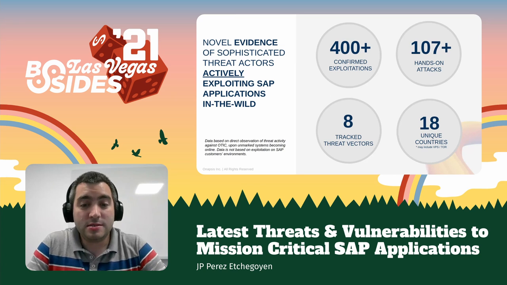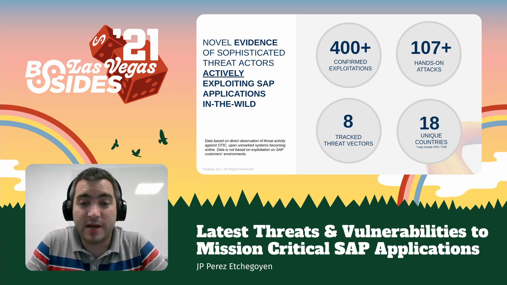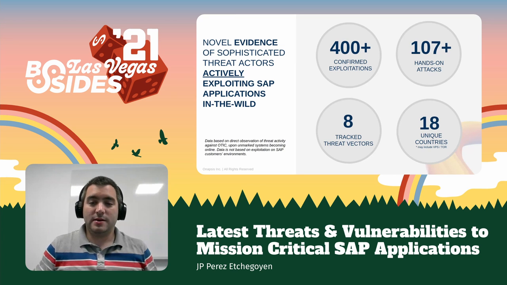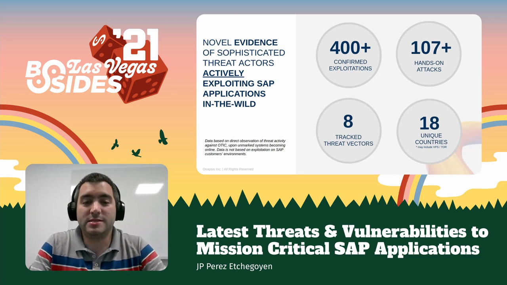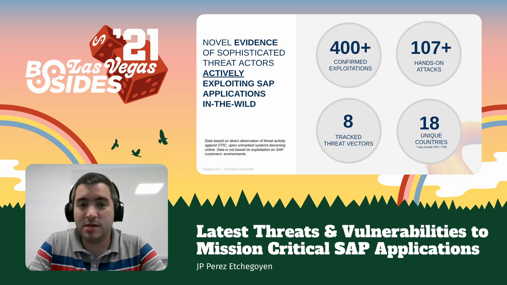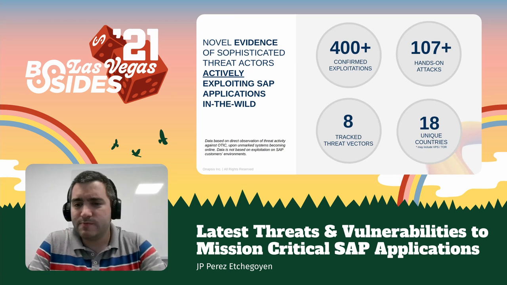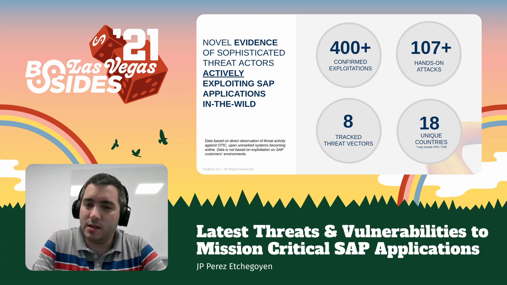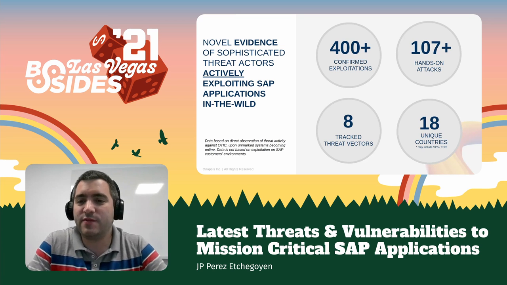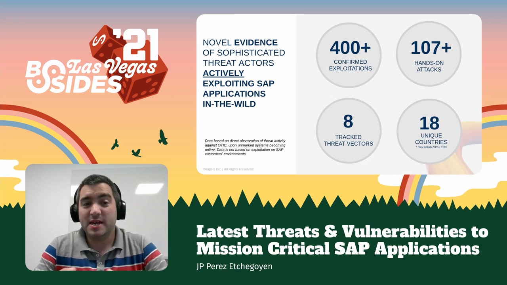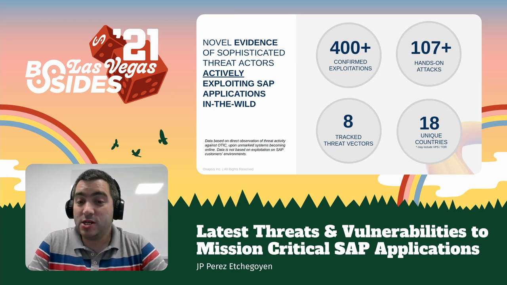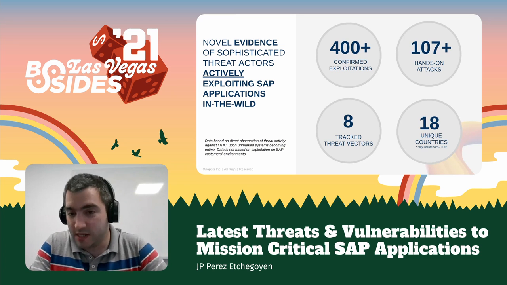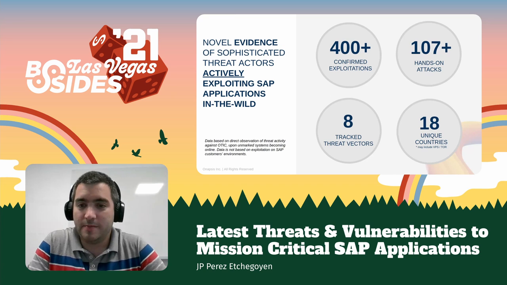We tracked 8 main threat vectors. And by threat vectors, we mean the initial compromise that is going through either a CVE or a CWE affecting that SAP application. And last but not least, really the source country. We saw that coming from 18 different countries. Now, that's really no indication of any type of attribution. It's just another data point.